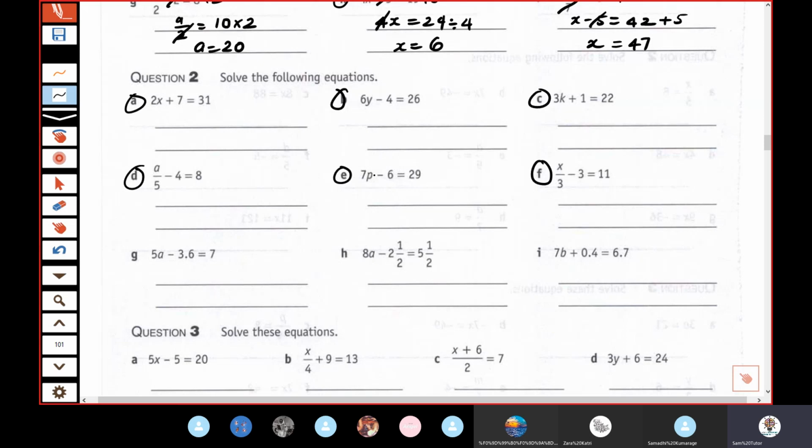All right, let's go through it. Elijah, do you want to tell us the first one? What's the first step?